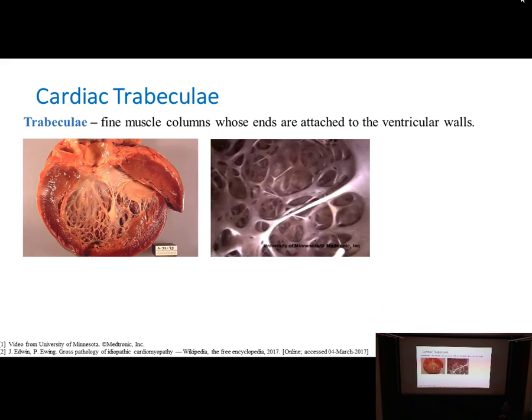But the problem is very challenging. Here is what it really looks like inside the ventricle. You can see it is actually like a sponge with a lot of very fine muscle columns. These muscle columns are called trabeculae. And here is a real view of an actual live heart.